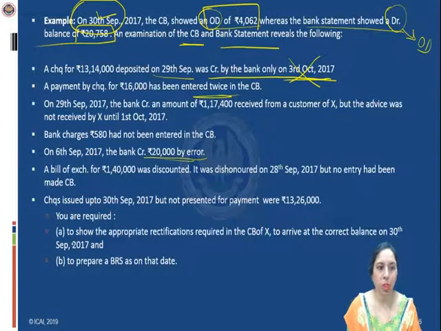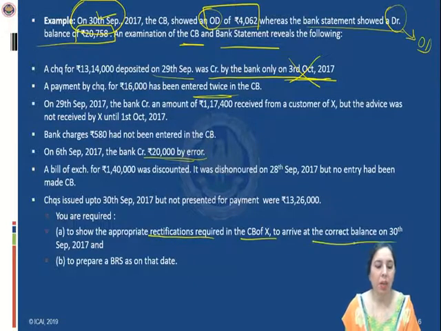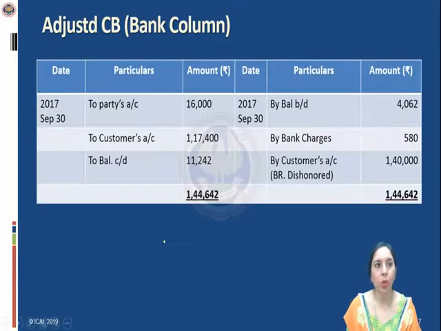You are supposed to do two things. First, show the appropriate rectifications required in the cash book of Mr. X to arrive at the correct closing balance as on 30th September. Then secondly, after the adjusted cash book, prepare the BRS as on this date. Let's go through it. Let's make the adjusted cash book.